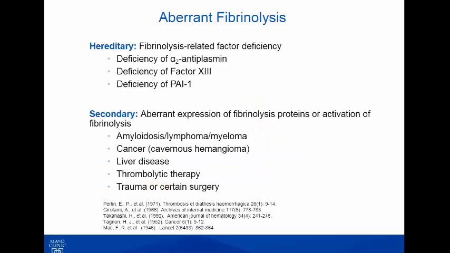When we're talking about primary fibrinolysis, we're talking about rare hereditary disorders. They usually involve deficiency of alpha-2 antiplasmin, deficiency of factor 13, or deficiency of PAI-1. Factor 13 you can think of as a clotting factor; however, recent studies have shown it's also important in fibrinolysis. Secondary causes are way more common, because of aberrant expression of fibrinolytic proteins or activation of the fibrinolytic pathway. Usually there are associated diseases such as amyloidosis, lymphoma, myeloma, cancer, liver disease, fibrinolytic therapy, trauma, and certain surgery.